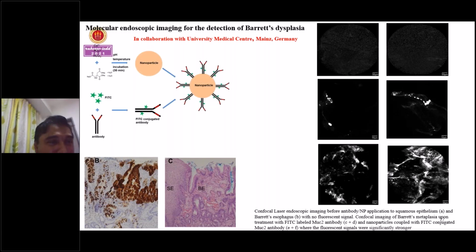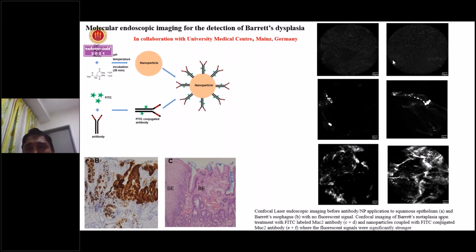I just sent it by DHL, and they made the nanoparticles in the presence of antibody fragments, FITC antibody fragments specific to some antigens. After making this formulation, they treated human tissues. That is shown here. This slide shows that they treated squamous epithelium and also Barrett's esophagus. Barrett's esophagus is part of Barrett's dysplasia, the precancerous state of the cancer.